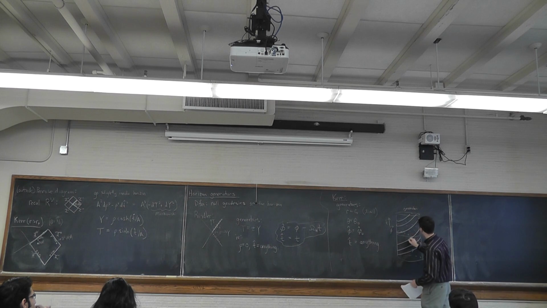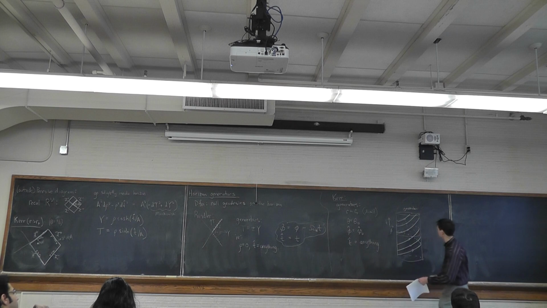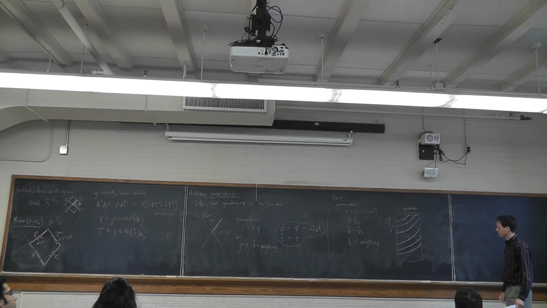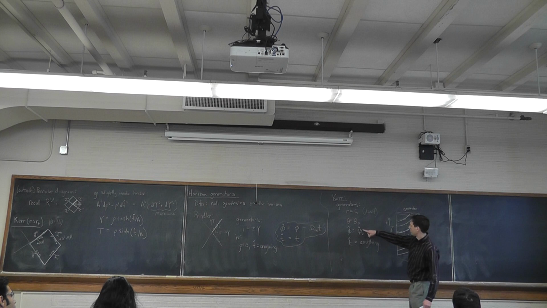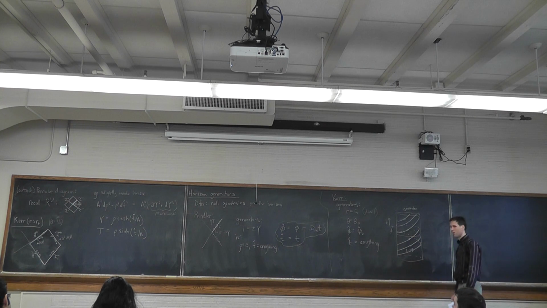Like this, they go. So there are some generators on the horizon. They're labeled. The ones that I'm drawing here are labeled by different values of phi hat naught. I've suppressed this direction, and where you are along the curve is t hat. So t hat is a coordinate along each of these curves.